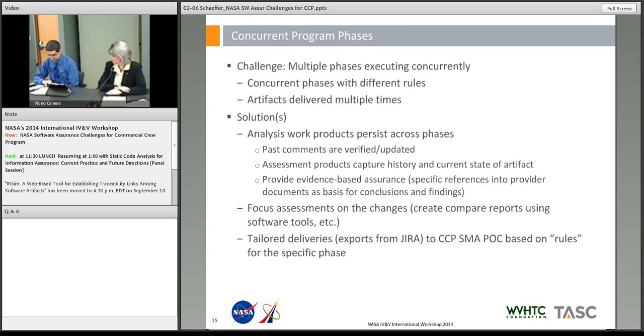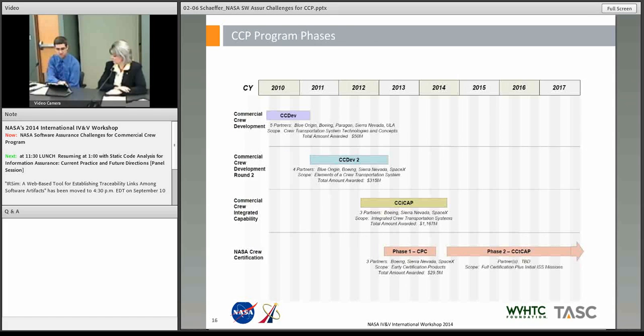And as I said, we tailored the deliveries from our issue management system based on the rules of each provider. Since we had both recommendations and issues defined, and these phases are running concurrently, it's just a matter of clicking the right button to get the information we need. The last bullet I hadn't covered yet was we focused assessments on the changes where possible. We leveraged tools like Beyond Compare, but often the changes were so overwhelming that a fresh review made more sense than trying to figure out the changes and focus there. So we did what we could to minimize work.